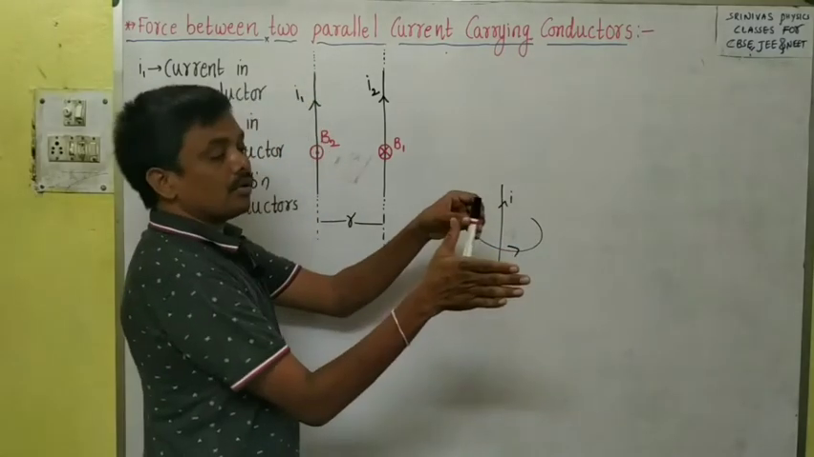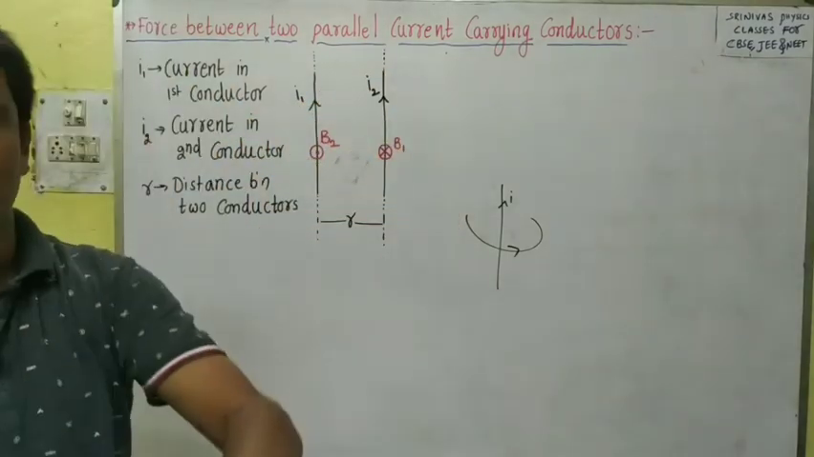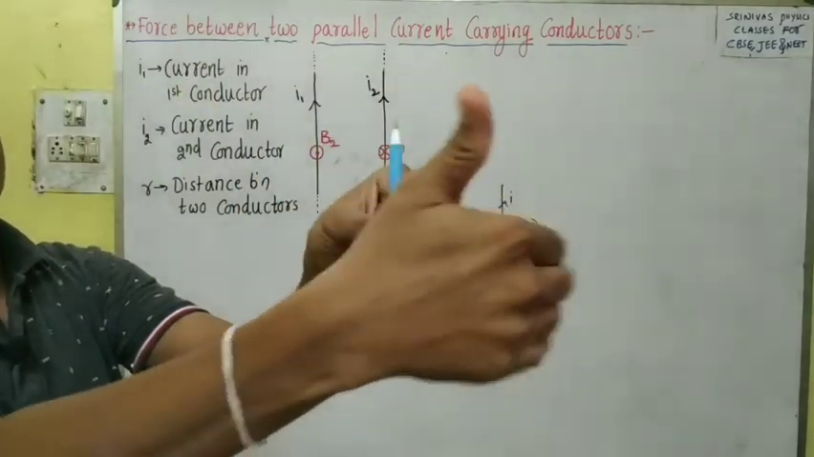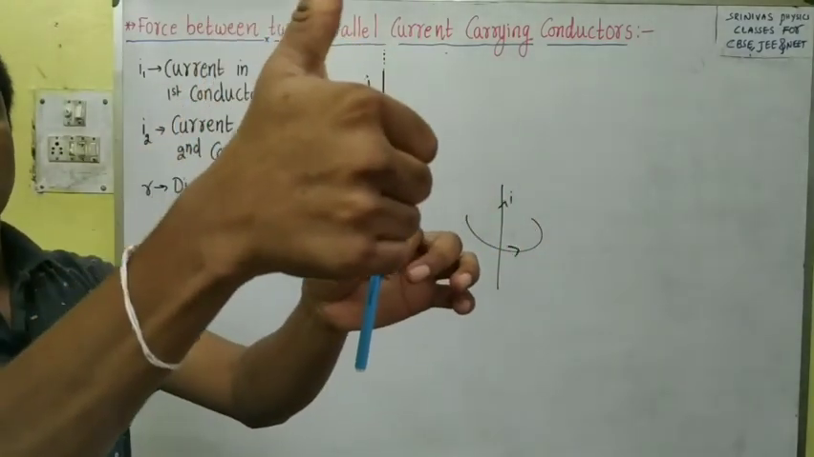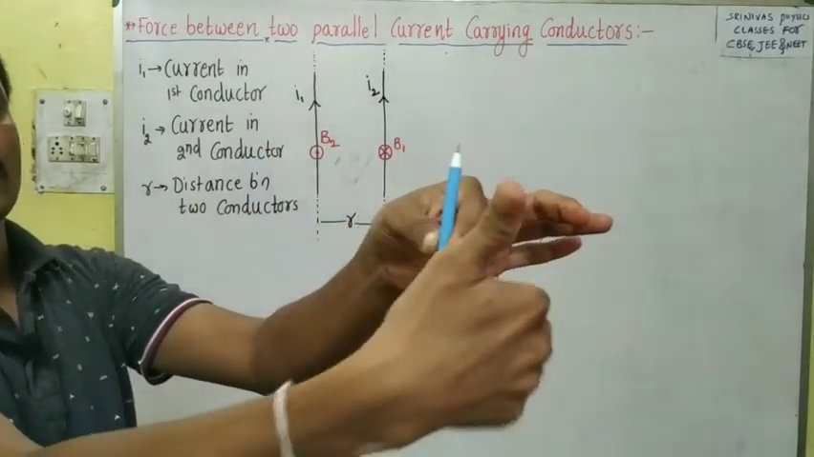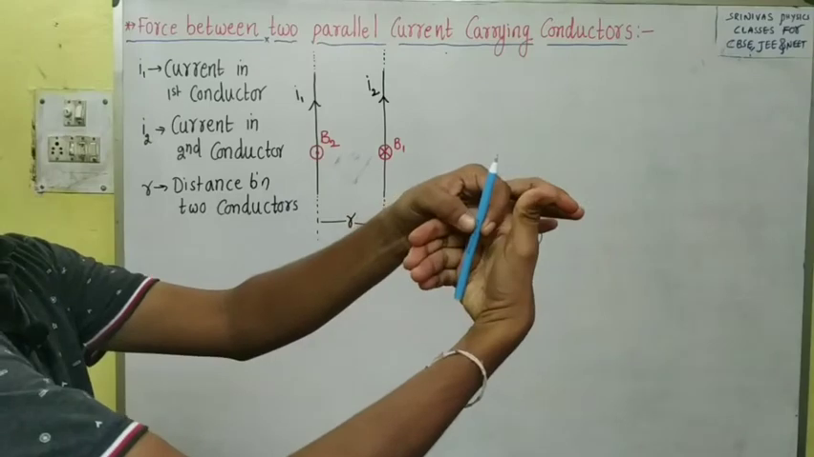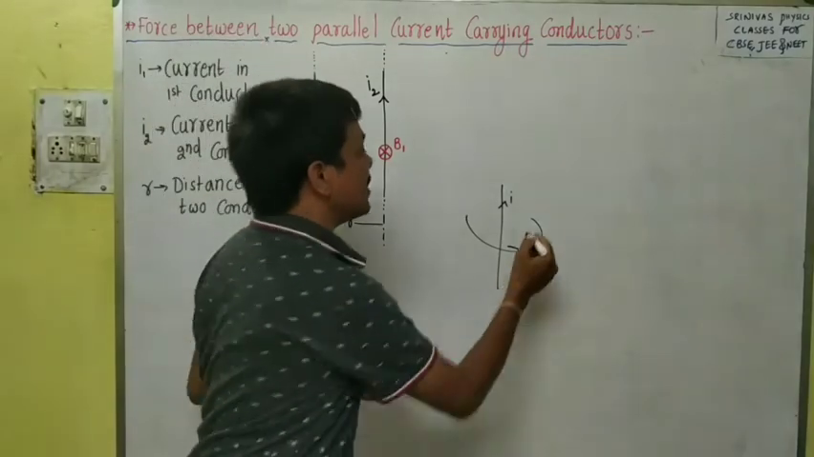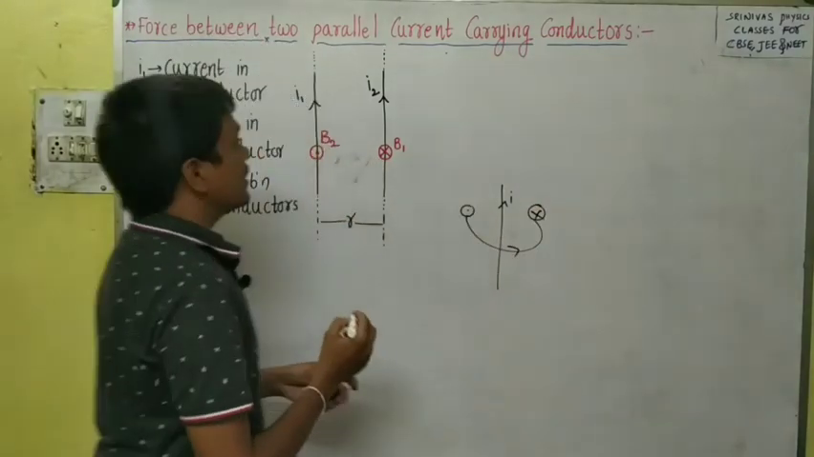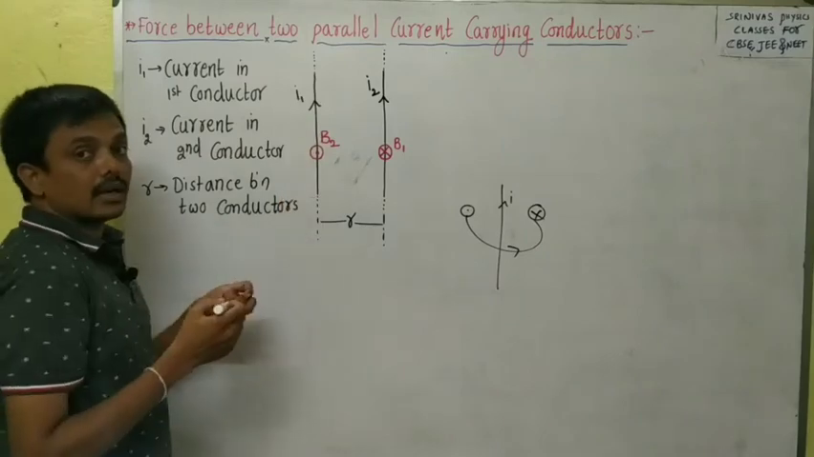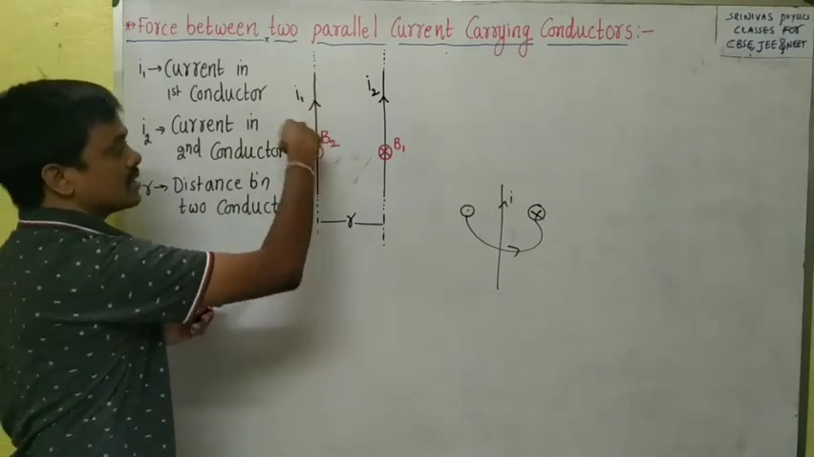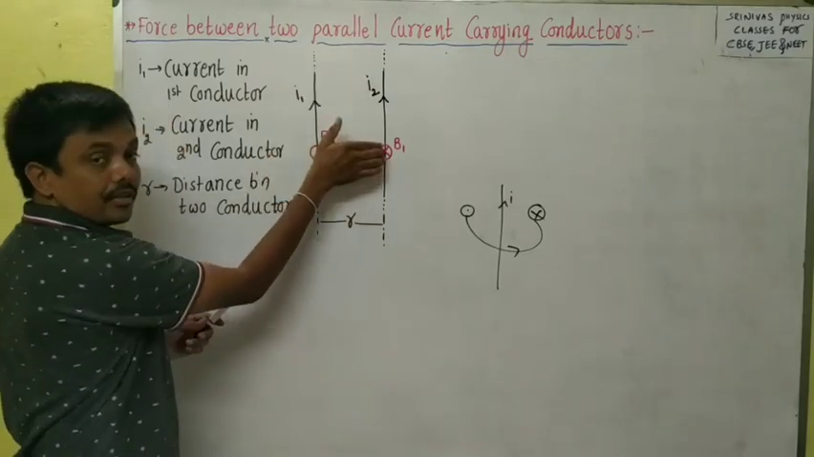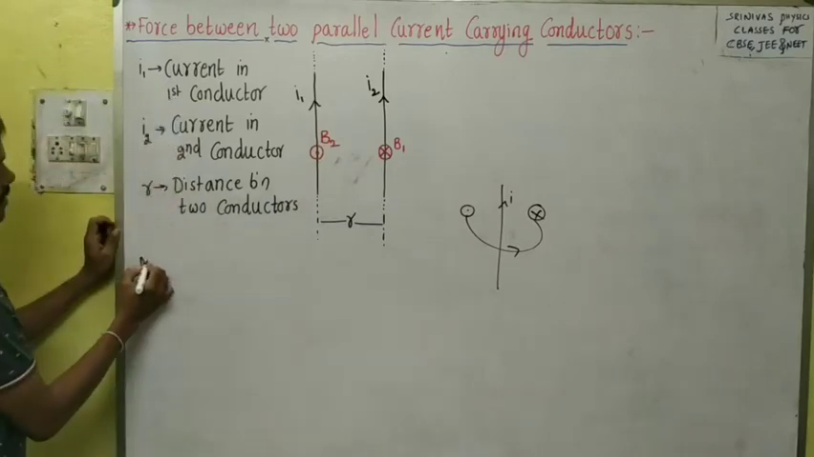According to the right hand thumb rule, if the current is upward, look here, this pinpoint is the upward direction current, then the thumb shows the direction of the current, and the curved fingers indicate the magnetic field. This side the field is inward and this side outward. Look here, fingers entering this side and coming outward this side. Similarly, due to this first conductor, around the current carrying conductor a magnetic field will be produced, right? Then B1 is the magnetic field produced by the first conductor.